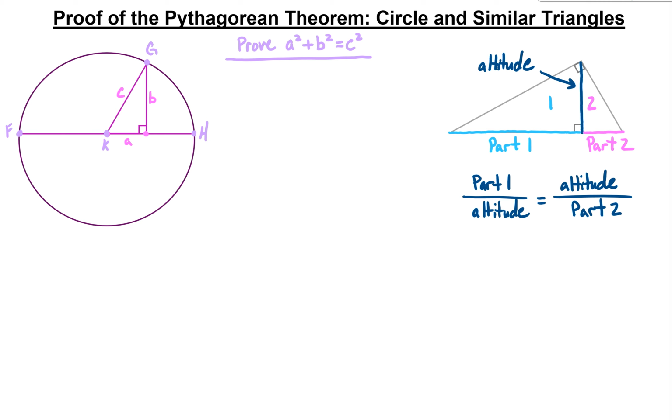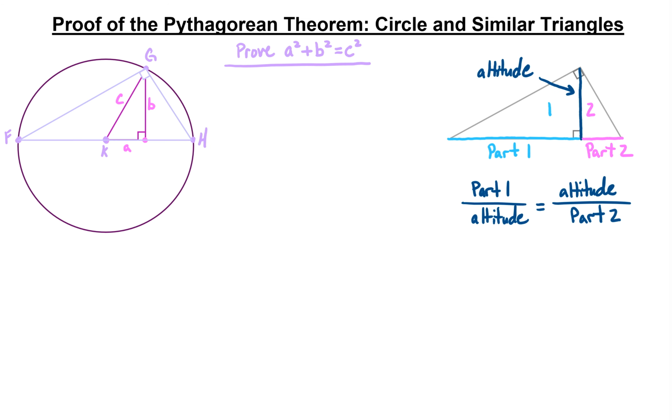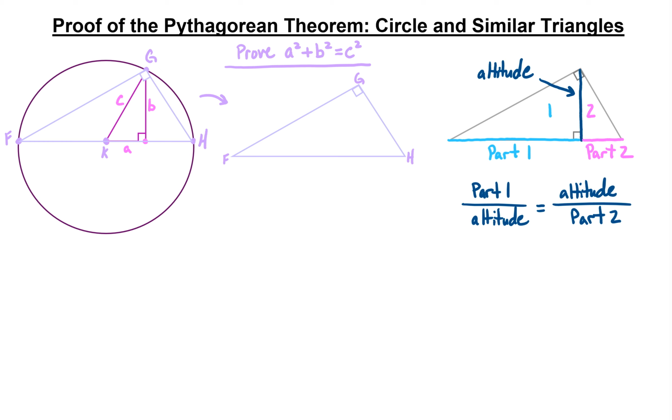So if you notice, F, G, and H actually create a triangle of their own, and it would be a right triangle that looks something like this. So let's extract the triangle FGH and take a look at it outside of the circle. And we have our triangle FGH. We can actually make this look like our triangle to the right that we originally drew and use that proportion for similar triangles to come up with a squared plus b squared equals c squared.